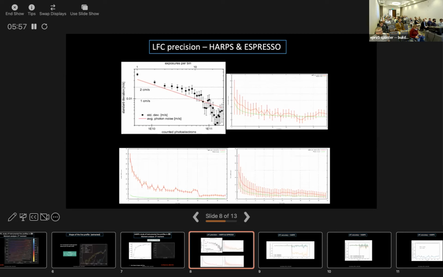And then we go from one configuration to the next, and we start trying to understand where the problem is. Finally, we manage to reach the photon noise limit again. It's nothing simple. It requires quite some effort and struggle.